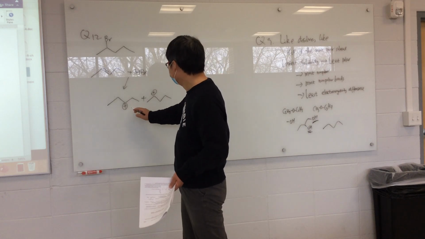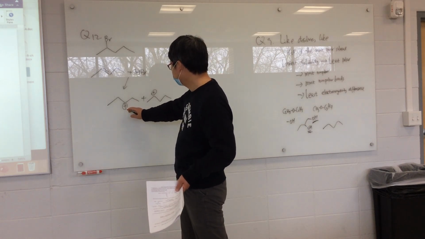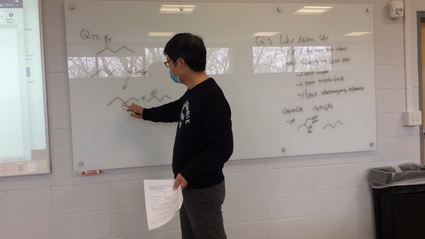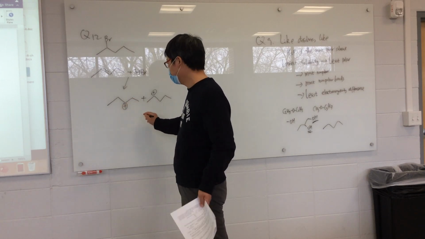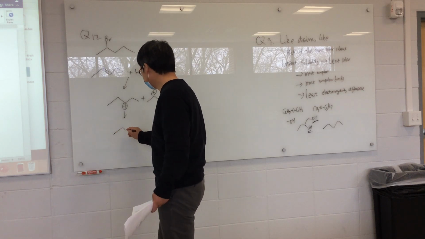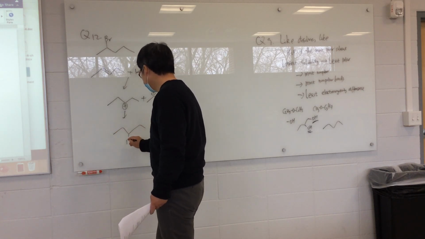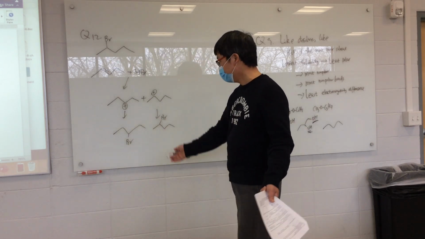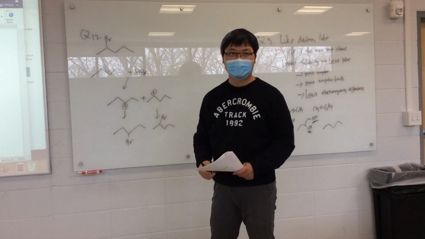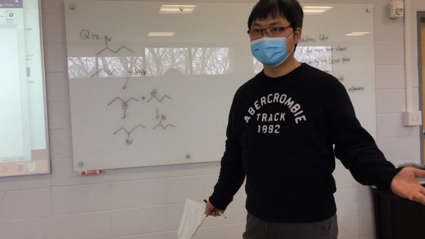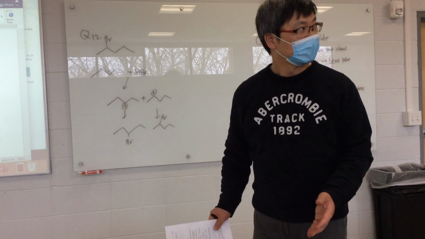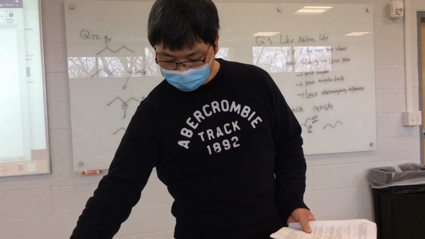Maybe this one is slightly more stable, so maybe 60% of this and 40% of this. Then you will get a mixture. From here you get this, and from here you get this. You get a mixture. Why? Because they are not much different in terms of stability. They're both secondary carbocations.